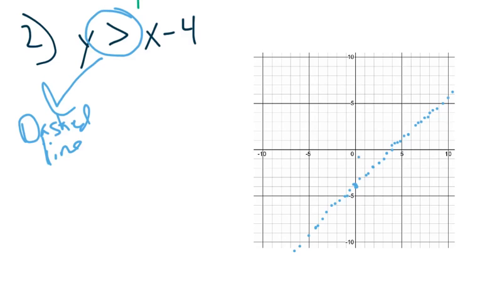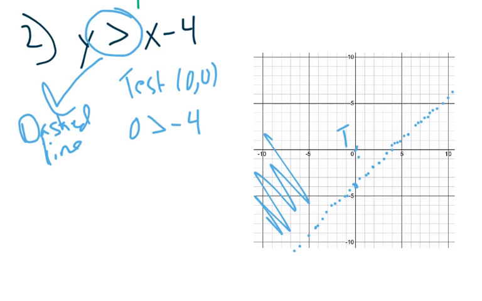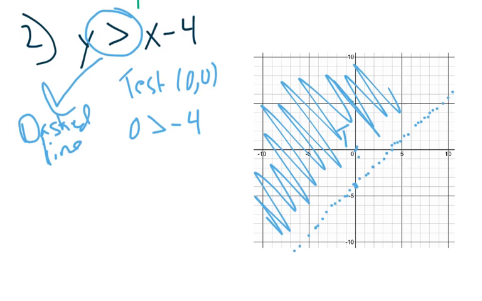Next, I'm going to test a point. And I'm going to test 0, 0 again. So test 0, 0, and I get 0 greater than negative 4. That is true. Okay, so since this is a true statement, I'm going to shade everything above the line. And there we go.